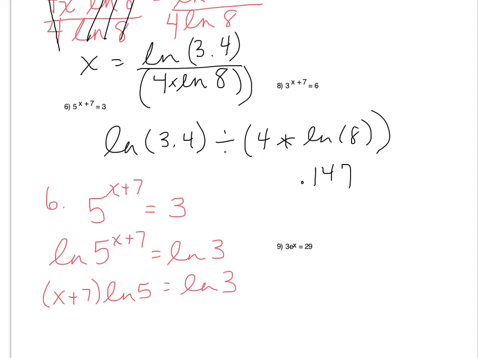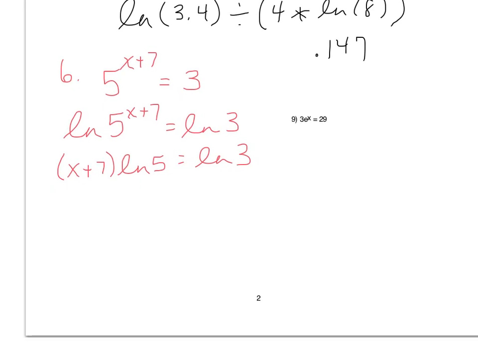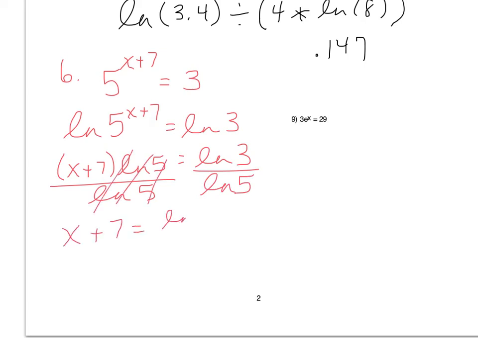So that's what I have right now. I'm trying to get x by itself. So I have this thing times natural log of 5. I'm going to get rid of the natural log of 5 next. The opposite of multiplication is division. So I'm going to divide by natural log of 5, both sides. And then subtract your 7.